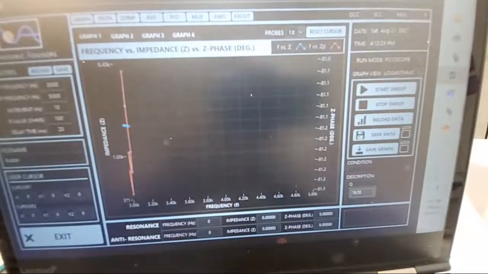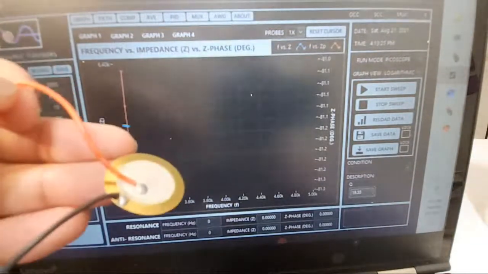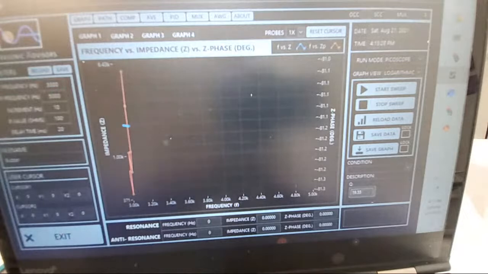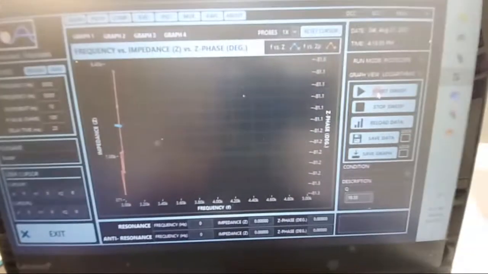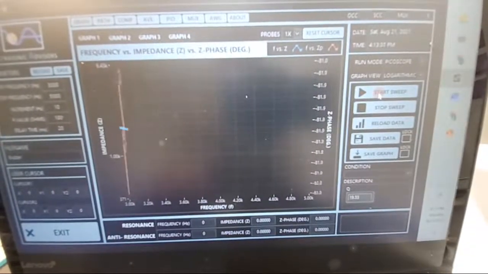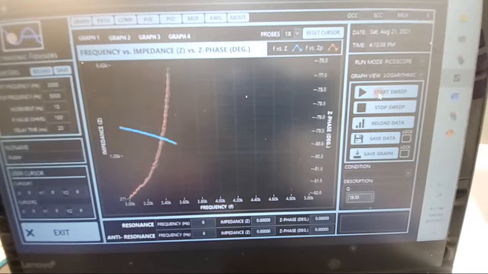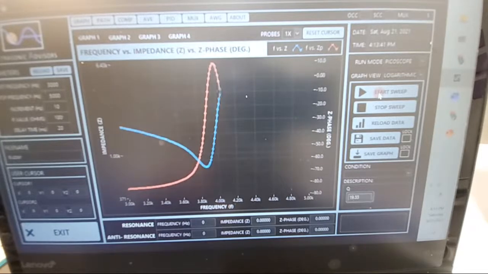Let's take the mirror away, and ta-da! So we have here a piezo buzzer, and I'm going to generate and run its frequency response from 3 kilohertz to 5 kilohertz, and the blue response is the impedance. So you can actually hear it because it's in the resonance frequency range.